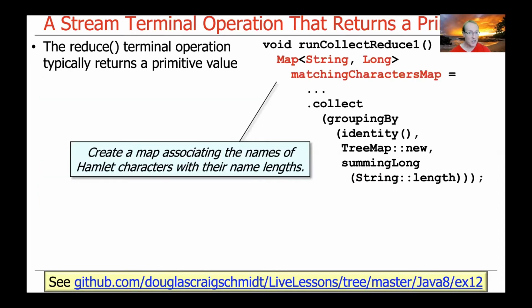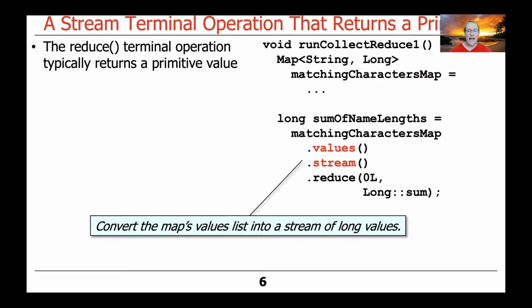Just as we talked about in the collect discussion, let's assume that we've created ourselves a map that maps the names of characters in Hamlet to the lengths of their names. We did that by having a stream and collecting up into the TreeMap, or the Map as it matters here. Then we're going to take that map and do some stuff to it to get the sum of the lengths of the character names.